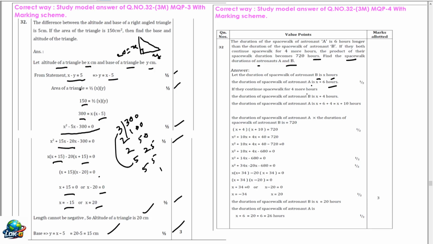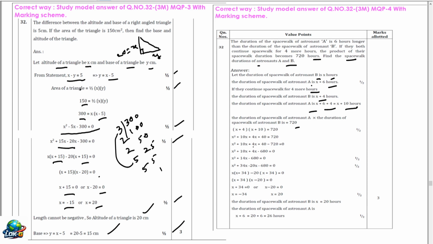Therefore, take x. Therefore, the duration of the spacewalk of astronaut A will be x plus 6 hours. If they continue the spacewalk for 4 more hours, B's becomes x plus 4, and A's 4 more hours becomes x plus 6 plus 4, means x plus 10 hours. The duration of the spacewalk of astronaut A into the duration of spacewalk of astronaut B will be 720. x plus 4 into x plus 10 is 720. If you remove the bracket, x into x is x square, plus 10x, plus 4 into x is 4x, plus 40, equals 720.